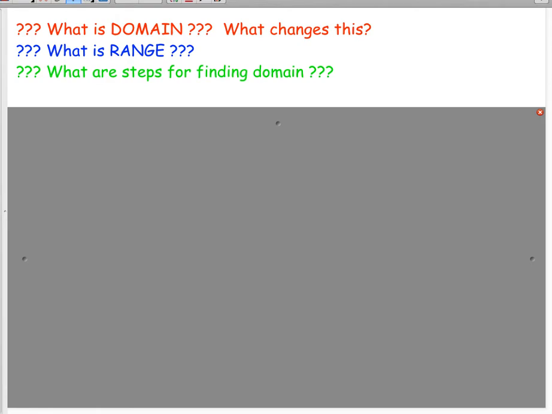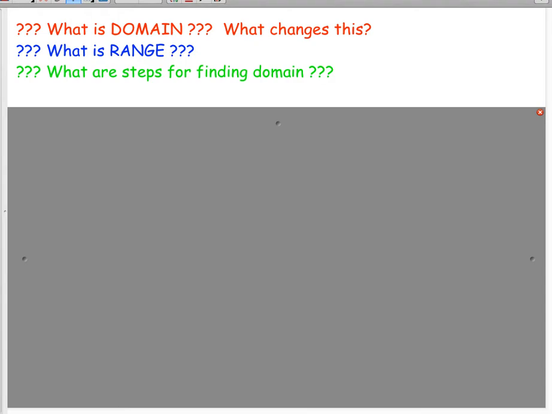All right, what is domain? Domain is numbers that you can plug in. They're x values. It's the input. It's the independent variable. What can change your domain are things like a radical, because you can't take the square root of a negative number. So if you have an even-rooted radical, you can't plug a negative number into that. So that restricts your domain.